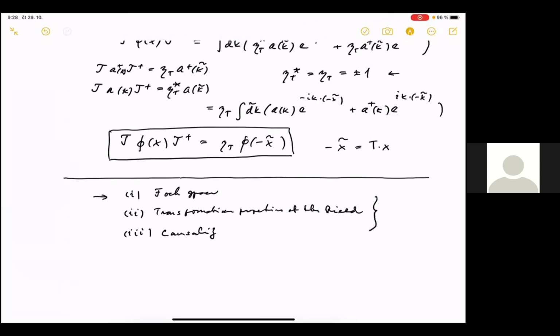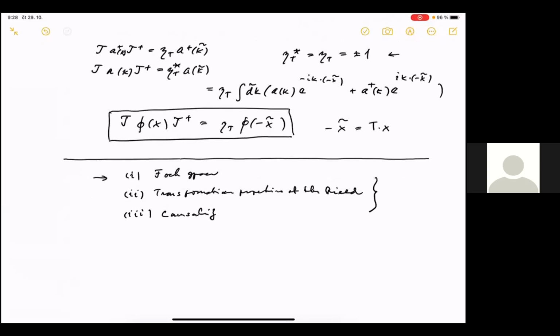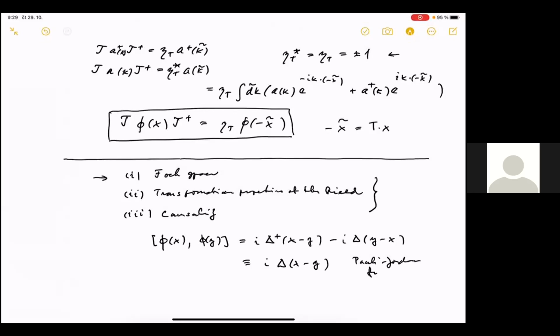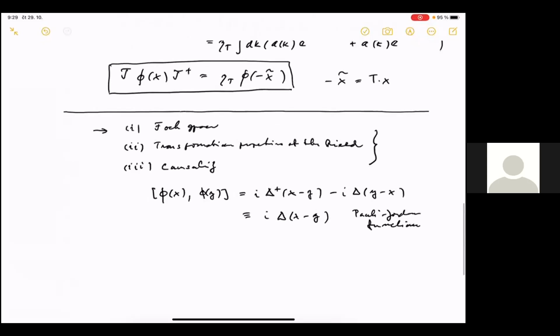This results in the construction of the causal field, which in the end obeys such commutation relations. Let us denote this right-hand side as i Δ(x − y), which is sometimes known as the Pauli-Jordan function, or commutator function.